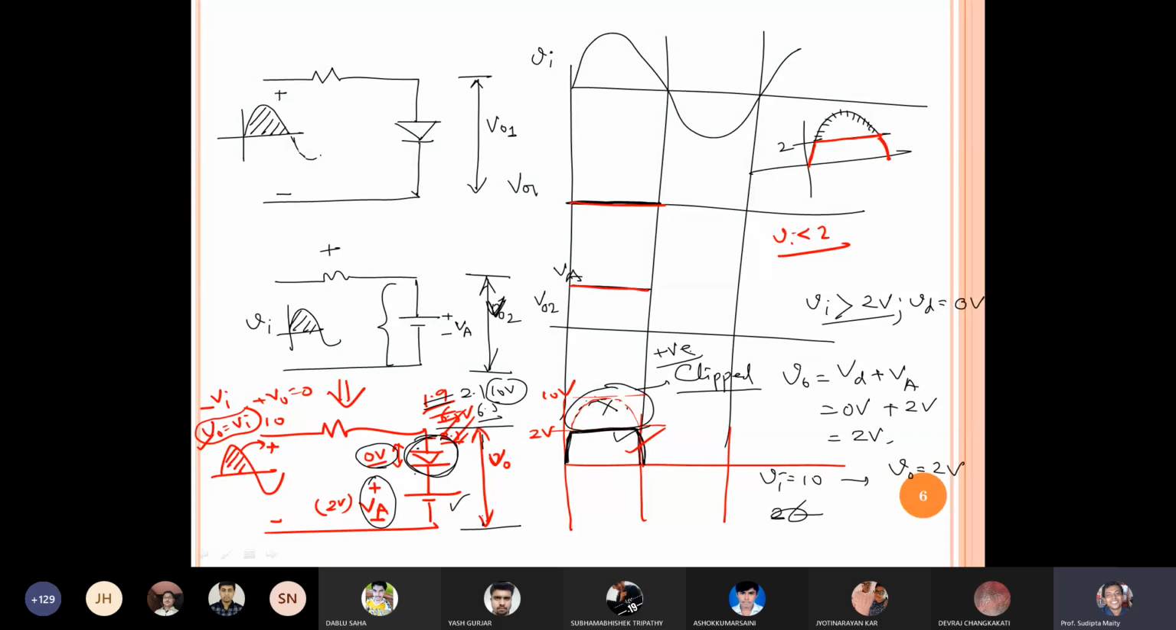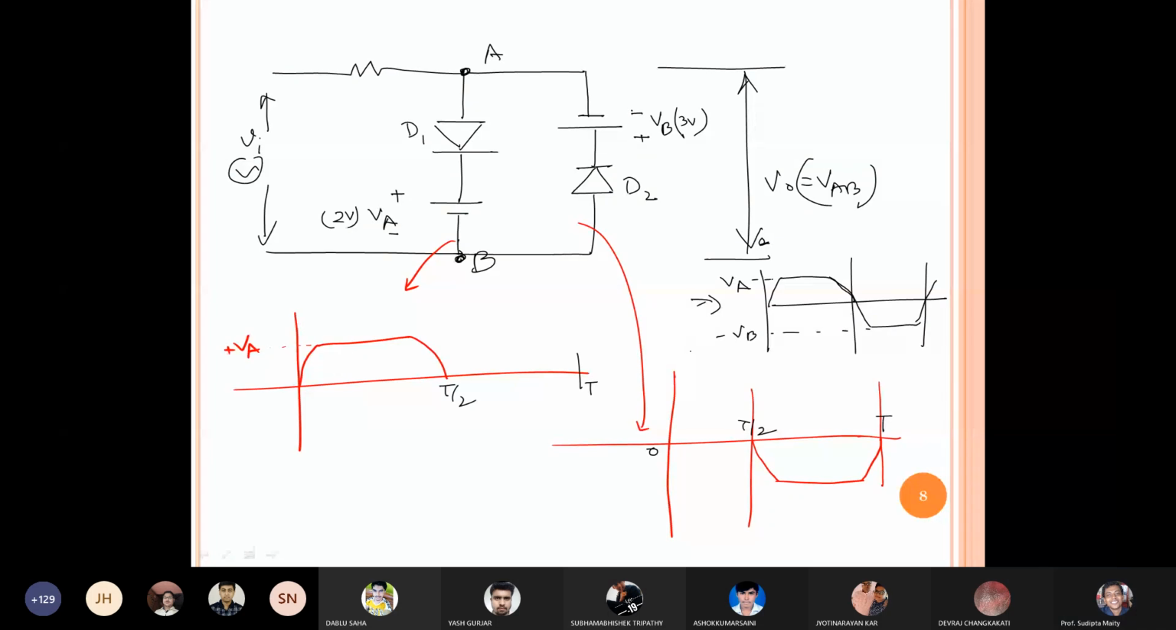Is it clear? Is there any doubt? No issue. Still 2-3 minutes remaining. Okay, so everybody got this output. Is there any student who didn't get this output? Any student facing an issue?